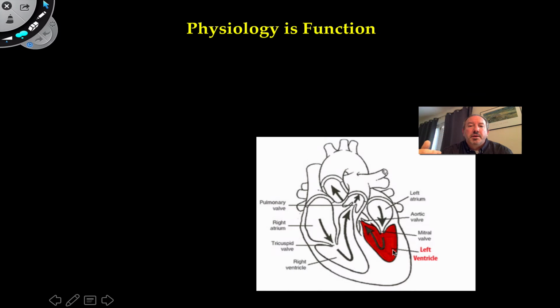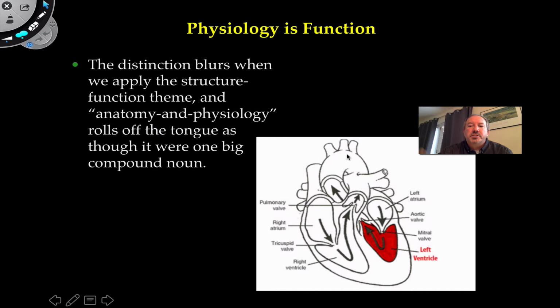It pumps oxygenated blood up through the biggest artery of the body, which is the aorta. And you're like, okay, that is the function of the left ventricle, which is pumping oxygenated blood. But when you're talking about anatomy and physiology, A and P, it almost rolls off the tongue as if it's some sort of compound noun, meaning that when you're understanding the name of the structure, you're also immediately considering its functionality. Look more closely here at this diagram.